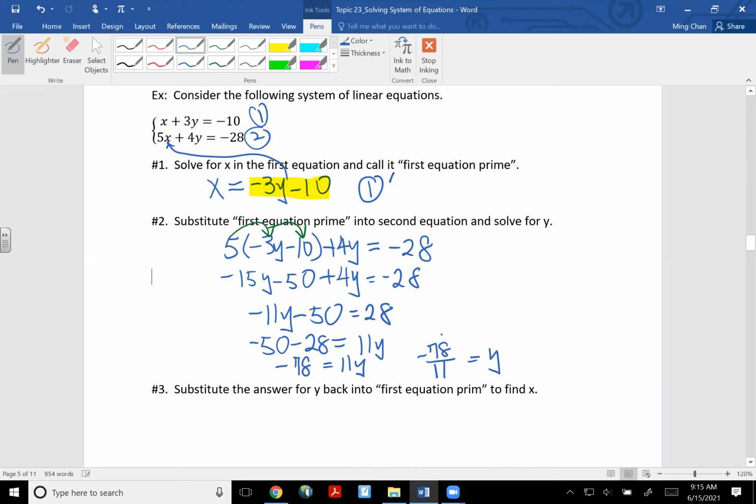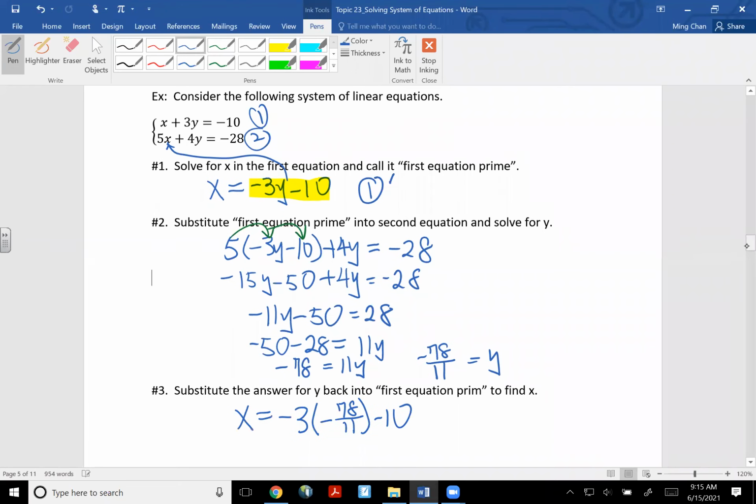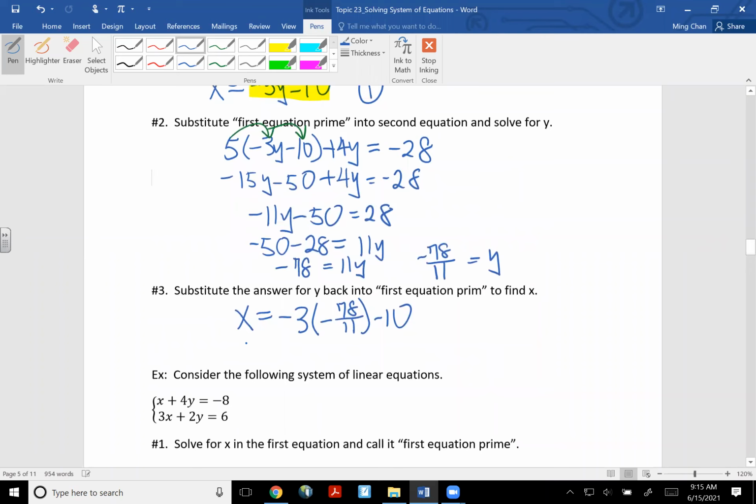So now we found y. Then I'm going to substitute y back into the first equation prime to solve for x. So remember my first equation prime says x equals negative 3 times y minus 10. Now we will say negative 3 times negative 78 over 11 minus 10. And you can put this in the calculator. It will tell you the answer.